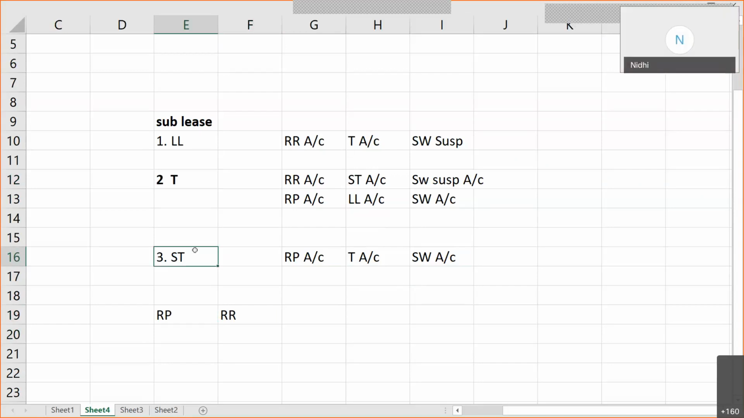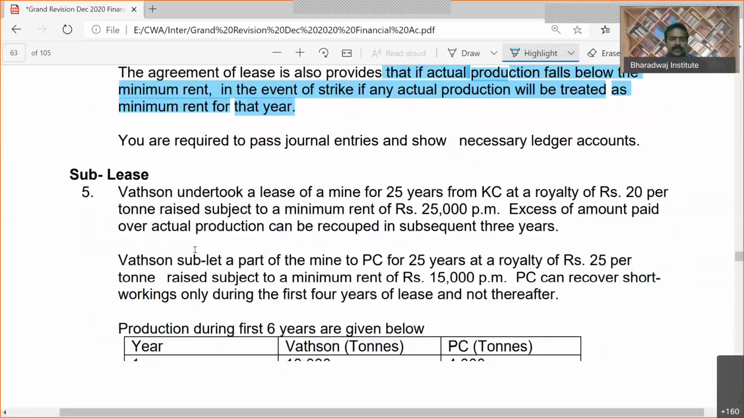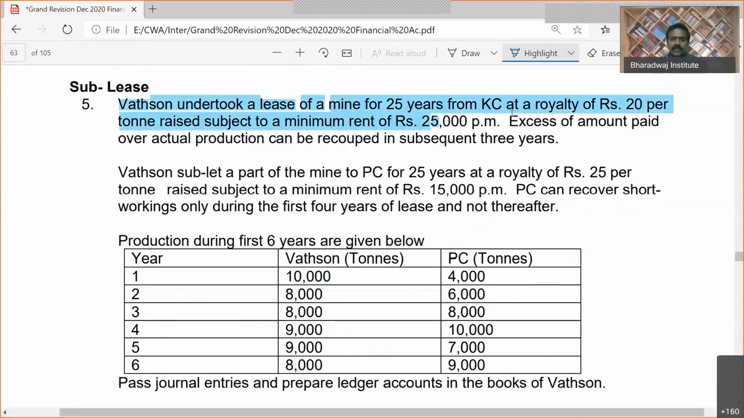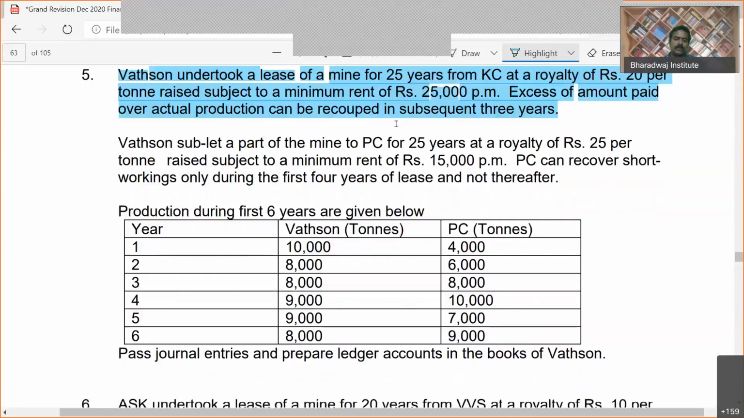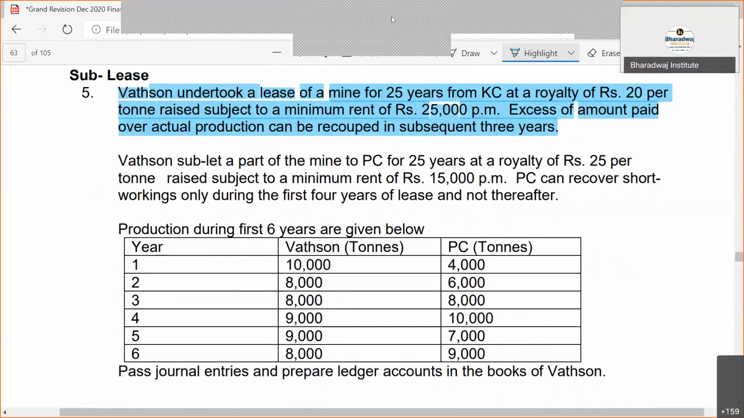Let us go to a problem so that we'll understand better. Look at this. Watson undertook a lease of a mine for 25 years from KC and a royalty of 20 per ton, subject to a minimum rent of 25,000 per month. Excess amount can be recouped in subsequent 3 years. Read through this problem fully. Read through the question completely.